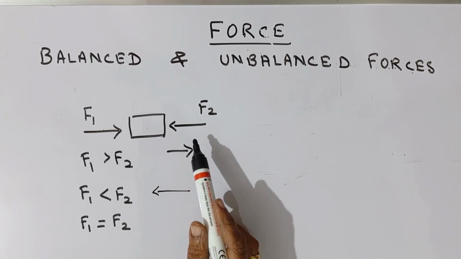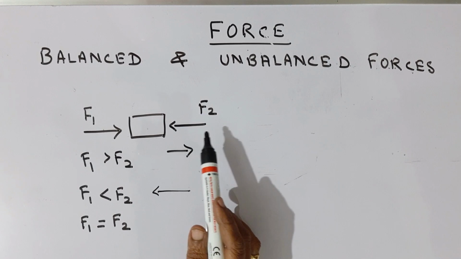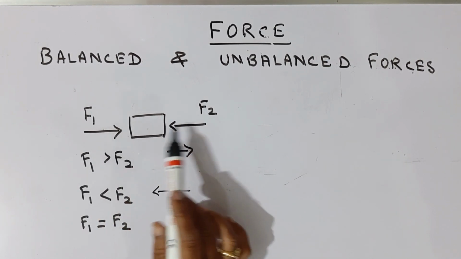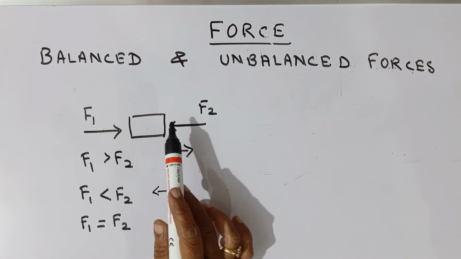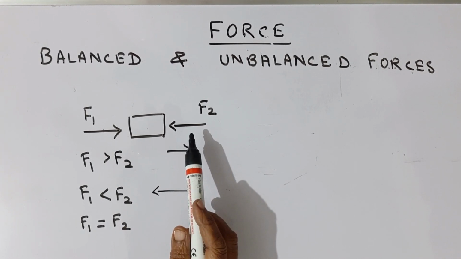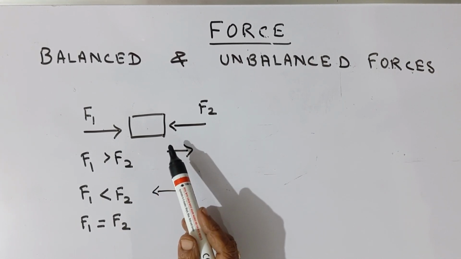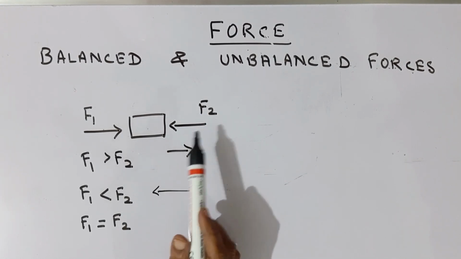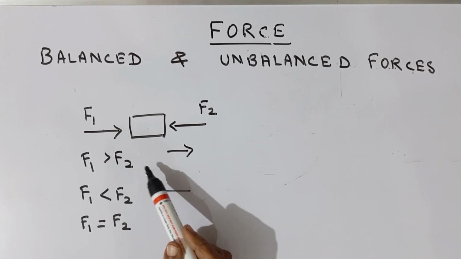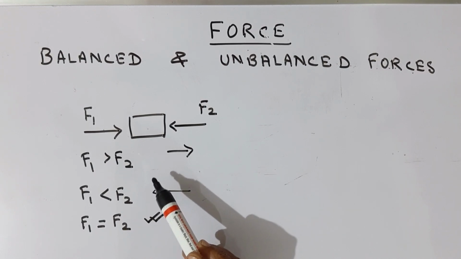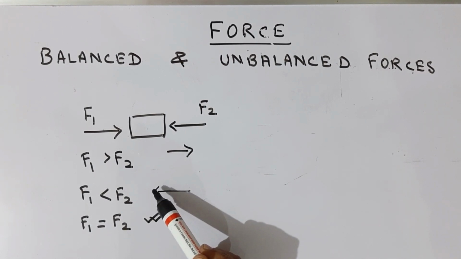Now this is the simplest case when F1 and F2 are two forces acting along the same line, along the same perpendicular direction to the object, and there are only two forces. But there may be more than two forces, and then the situation will change. So here we have seen that the forces may be balanced. In this case, the forces are balanced, and in these two cases, the forces are unbalanced.